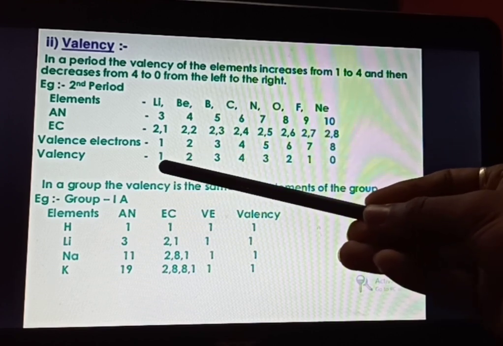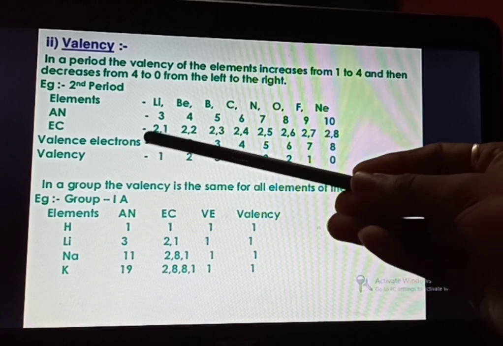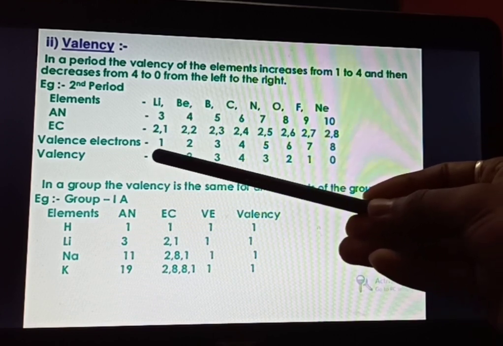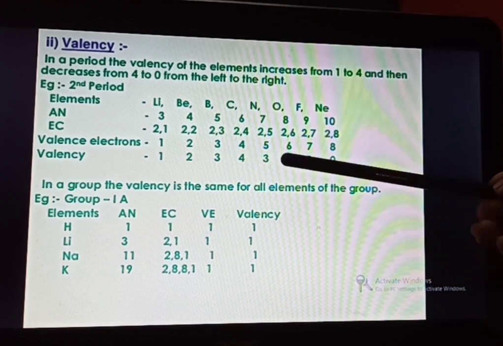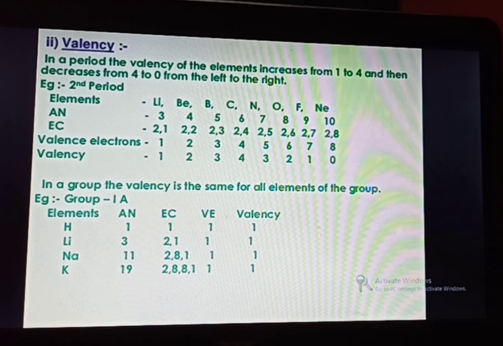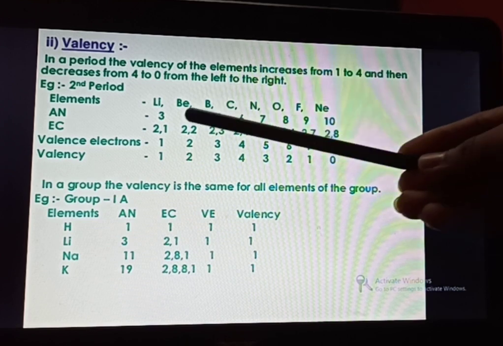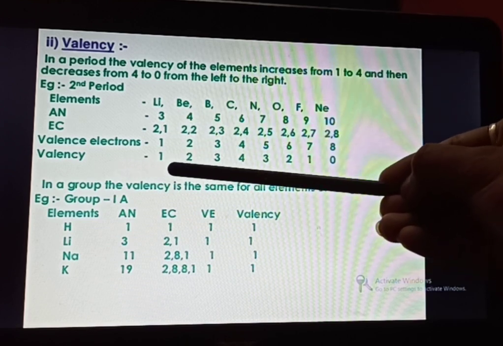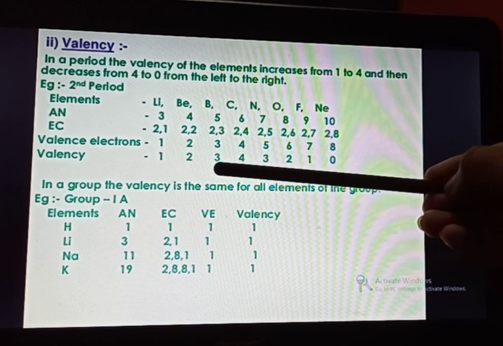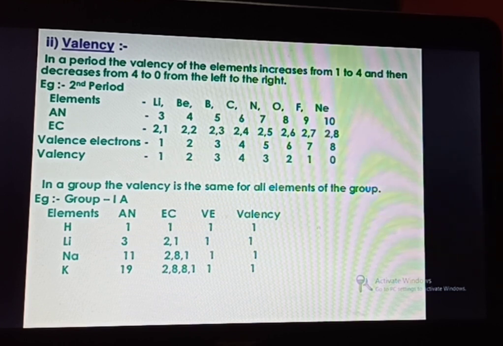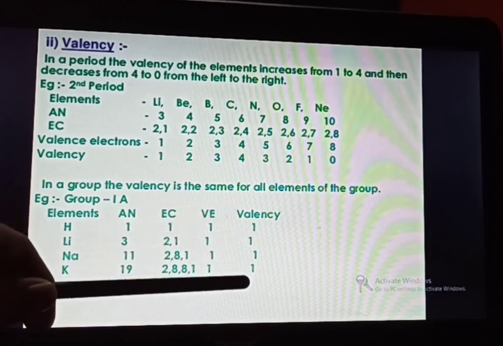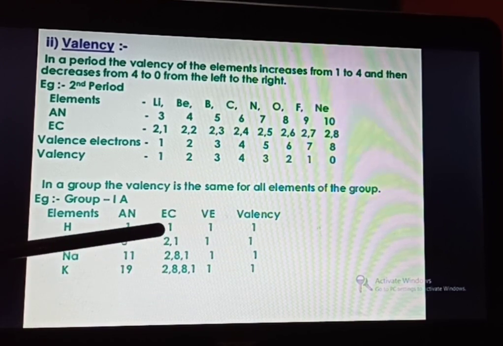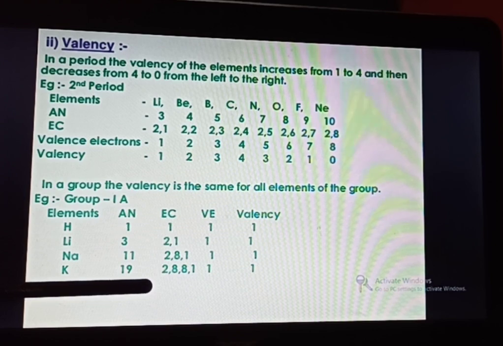And you can see that the valency of the second period elements first increases. This one is 1, 2, 3, 4 and then decreases: 3, 2, 1, 0. So thus, along the period from left to right, valency first increases and then decreases to 0. But in a group, the number of valence electrons and the valency remain the same, only the shell increases.